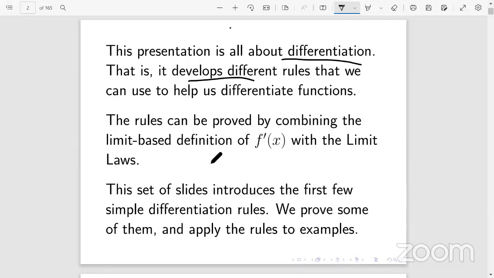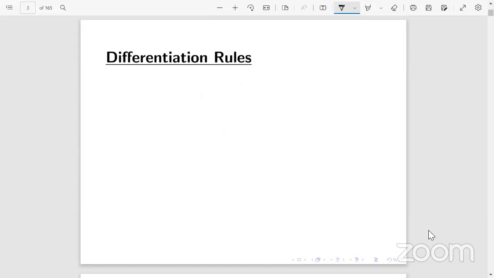Remember that these rules can be proved by using limits. I believe we did limits, we did limit laws. So all these rules that you're going to be developing can always be proved. We're going to start first by introducing some simple differentiation rules. We can prove some of them, then build on that and do more sophisticated rules of differentiation. So let's start first with the rules of differentiation.